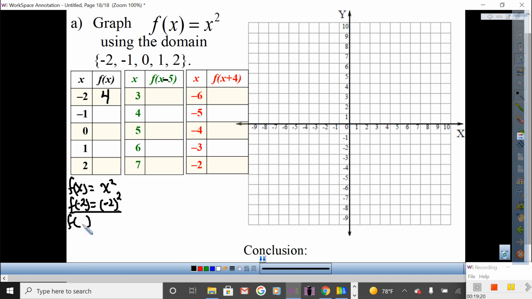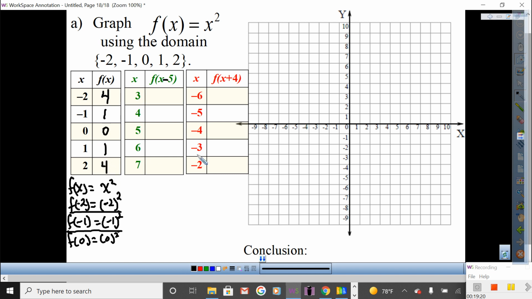Next value is -1. What is -1 to the second power? Negative 1 times negative 1 is 1. Okay. Next value, f of 0 equals 0 squared. Of course, it's 0. And now we can actually use a pattern. We're saying negative 2 times negative 2, negative 1 times negative 1, 0 times 0. That means 1 times 1 is 1, and 2 times 2 is 4.